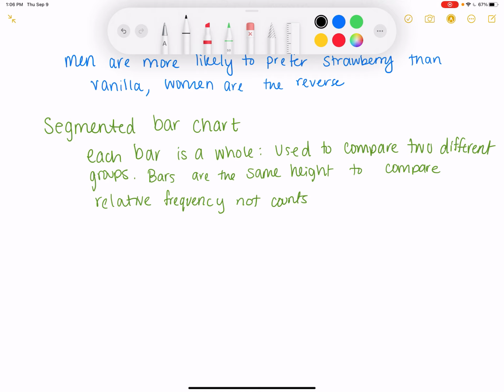All right, so I'm going to draw a little example here using our ice cream. No, too small. Good enough. All right, so I'm going to have A and B, male and female.